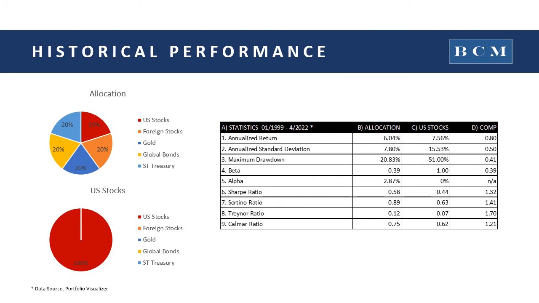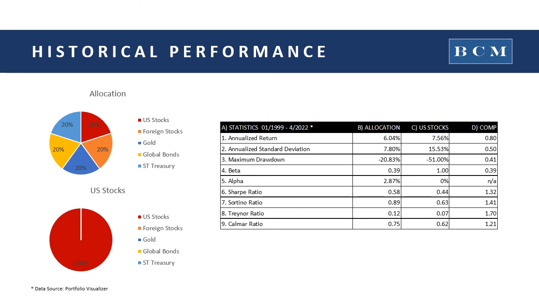Row 4, beta. This compares how much the allocation portfolio moved relative to stocks. The stock market has a beta of 1. And so the 0.39 measure for allocation tells us that the allocation portfolio moved around about 61% less than stocks did. The next row, alpha, measures the excess return the allocation portfolio delivered based on the level of beta exposure, based on the level of risk as defined by beta. We want alpha to be positive, and we can see that it is.